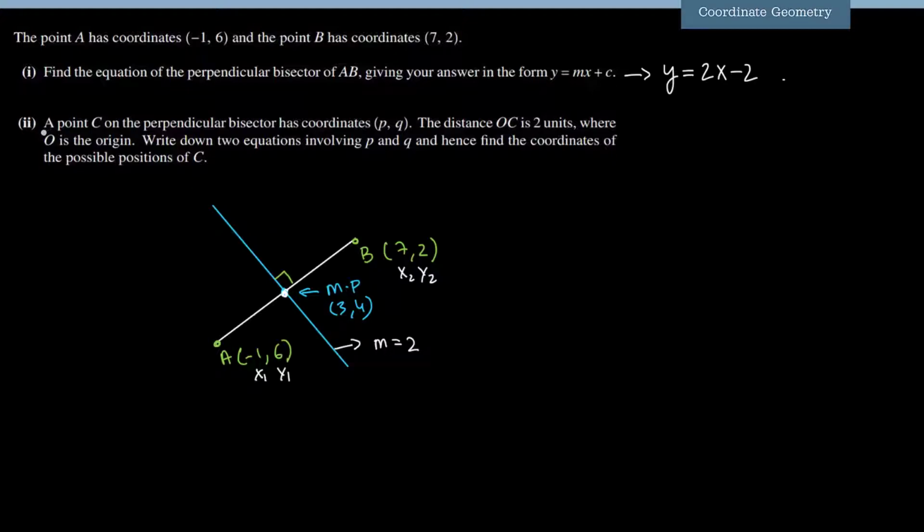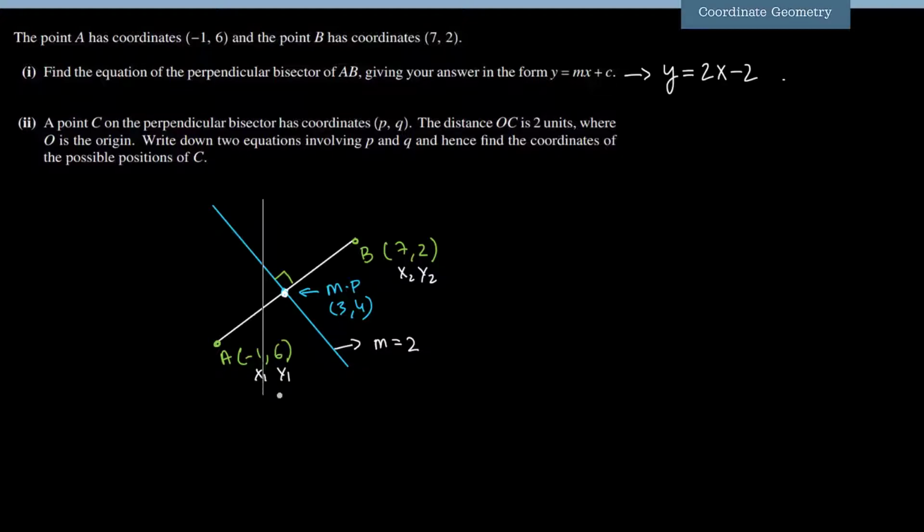Now let's look at the second part of the question. Here it is told that a point C on the perpendicular bisector has the coordinates of P, Q and the distance OC is 2 units where O is the origin. So I need to sketch the origin over here somewhere. Well, I know that the coordinates of this point are -1, 6. So this point A would be on the negative x-axis or towards the left hand side of the y-axis.